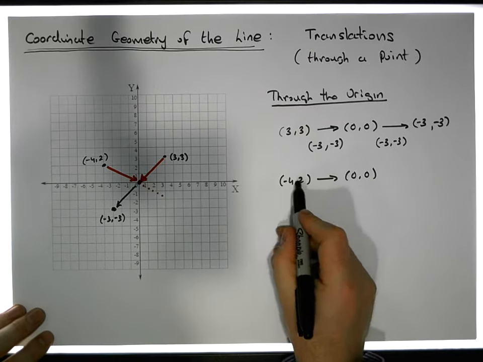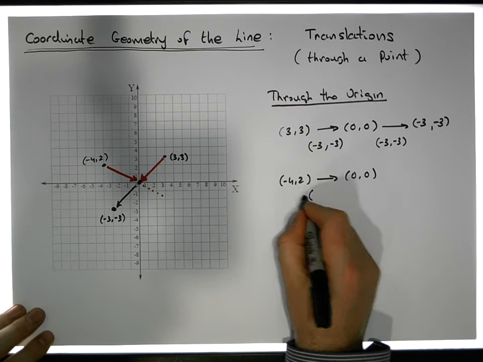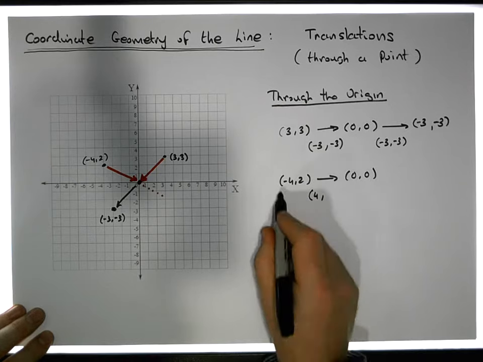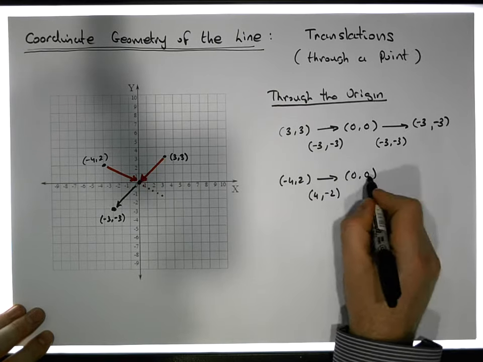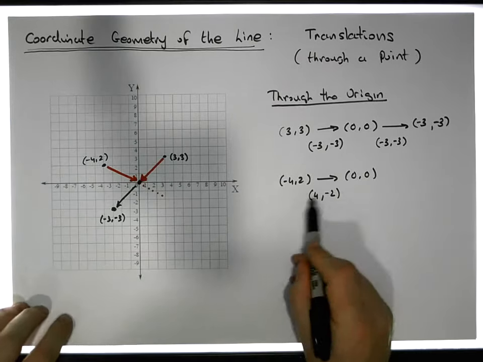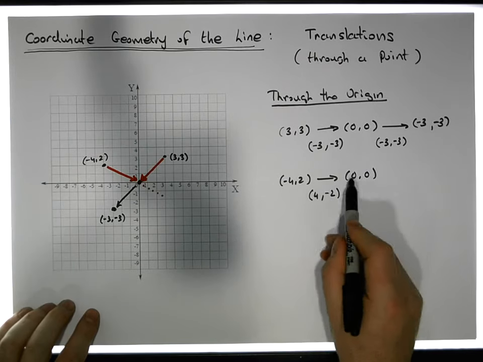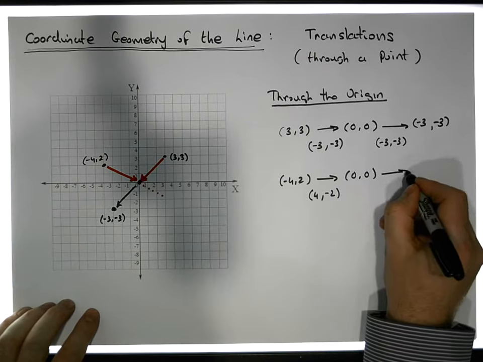How do I get from minus 4 2 to 0 0? Well, I'd add on 4 to minus 4 to give me 0, and I'd add on minus 2 to 2 to give me 0 here. So this is the transformation. So let's apply this transformation through 0 now. So where does this go? It goes to another coordinate.